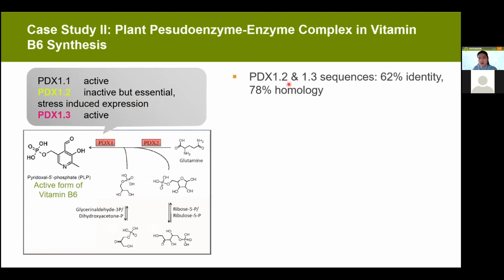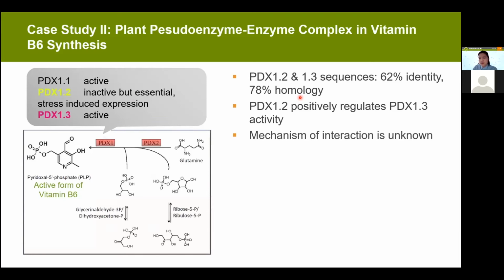So 1.2 and 1.3 have very high sequence identity and homology. And 1.2 has been shown to positively regulate 1.3 activity. So it does help the reaction in some way, but the mechanism of this interaction is unknown. The 1.2 also resists crystallization.